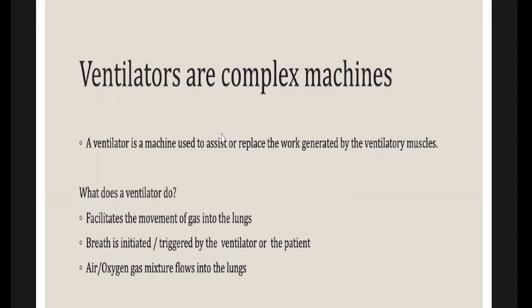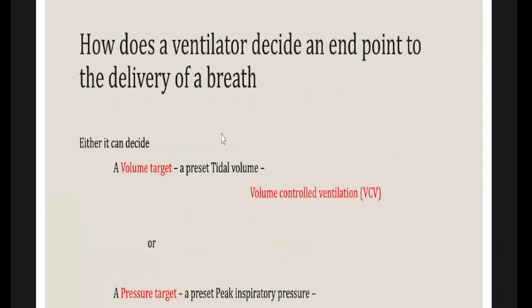It usually facilitates the movement of gases into the lungs, and a breath is initiated or triggered by the ventilator or by the patient. If the breath is being initiated by the patient, it is called triggering, or else the ventilator itself can initiate the breath irrespective of what the patient does. Okay, and also there will be an oxygen and air mixture that is going into the lungs. So, how does a ventilator decide an endpoint to the delivery of a breath? It can be decided either as a volume target or a pressure target.